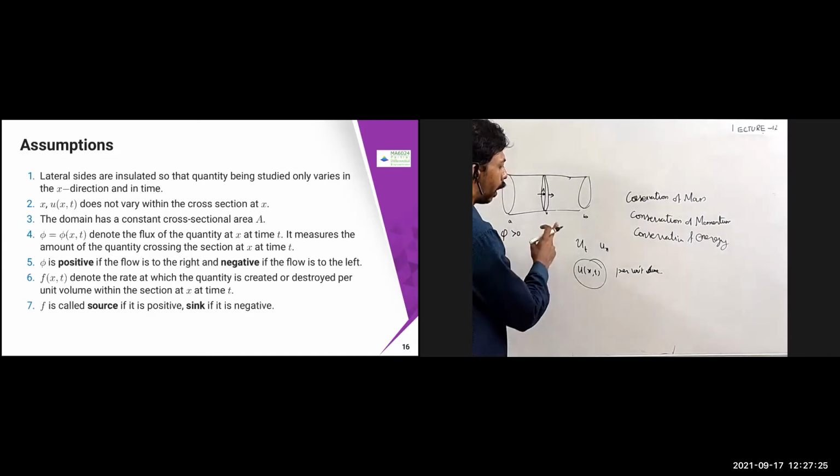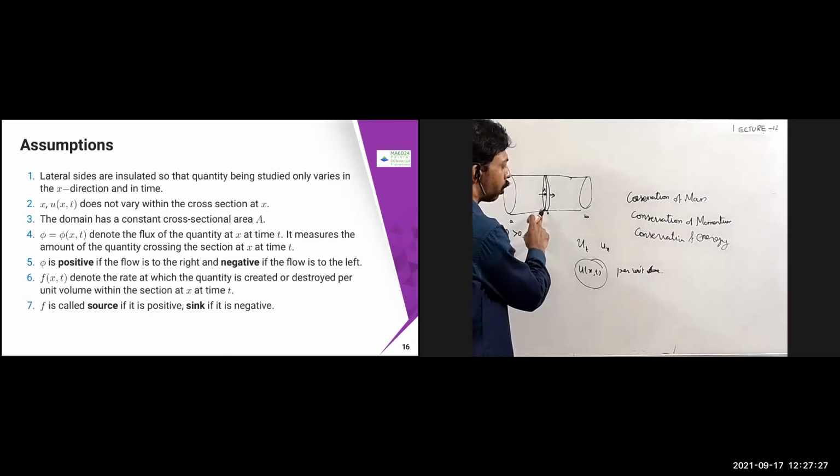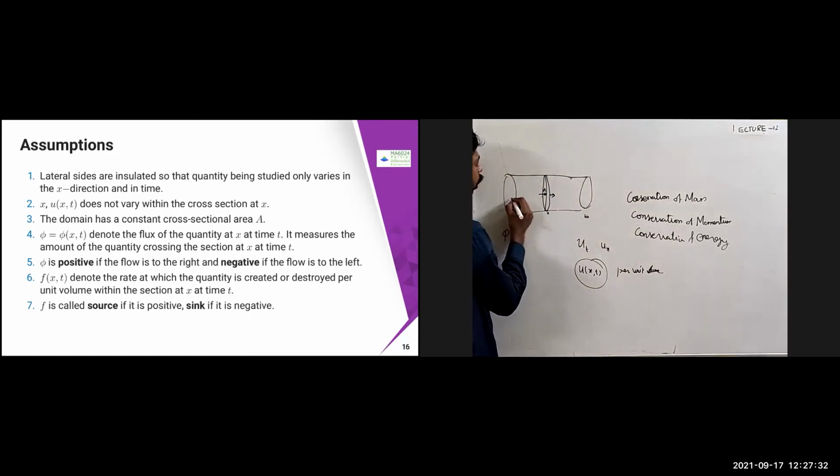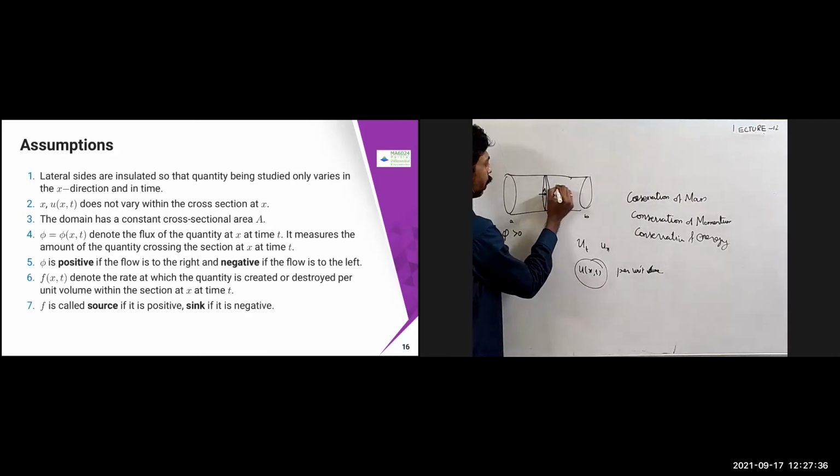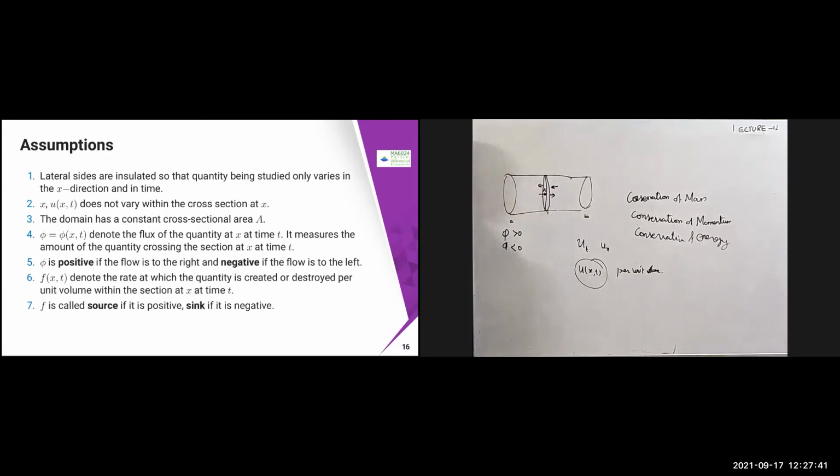The phi is going to be positive. If phi is positive, the flow is to the right, which means it is going to go from here to here. That means it is going to be positive. On the other hand, if it is going in this direction, then phi is going to be negative. If the flow is to the left, meaning right to left, then phi is negative. If it is going to the right side, it is positive.